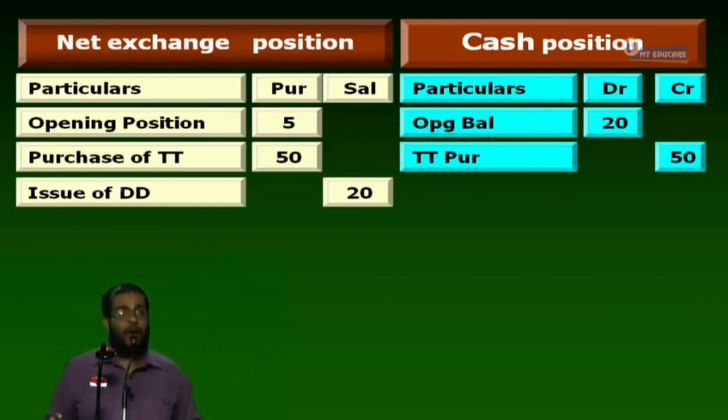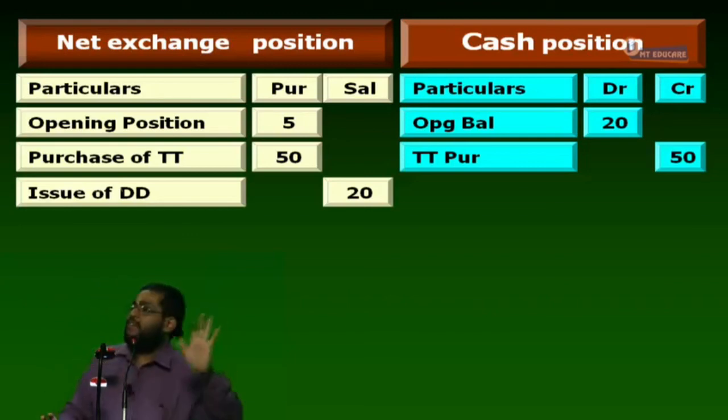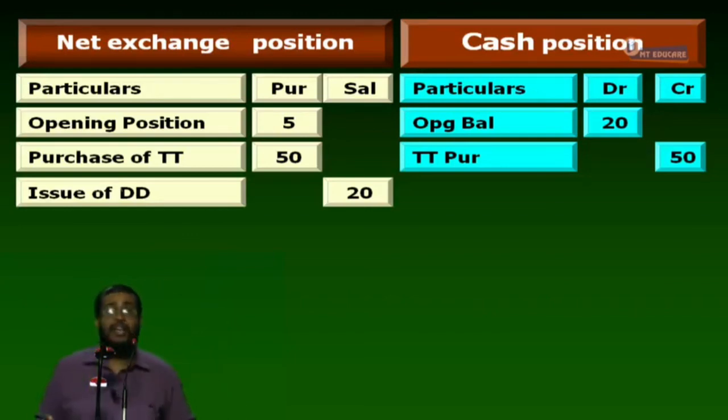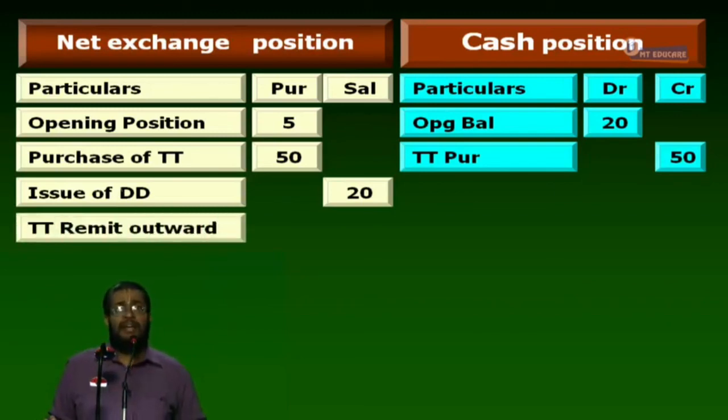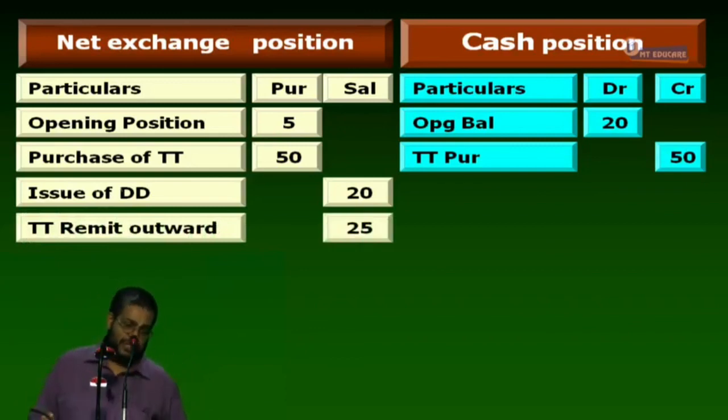TT remittance outward, going out. The bank is remitting TT outward. TT means spot. Outward means going out. Is the bank buying or selling foreign currency? So tell me, TT remittance outward is a purchase or a sale? The sales amount is 25,000 pounds. I have sold 25,000 pounds on spot. The bank is doing a spot sell.